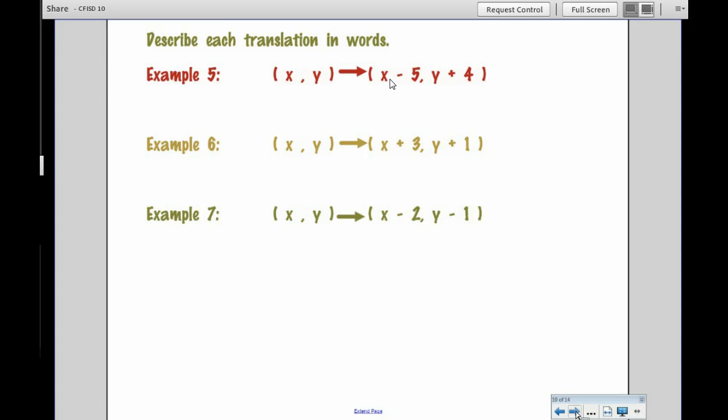Now, we translated for you, and here we go starting with example 5. We translated for you, and you write it in words. Minjung, you've got 5. Carson, you've got 6. And Tahani, you've got 7.